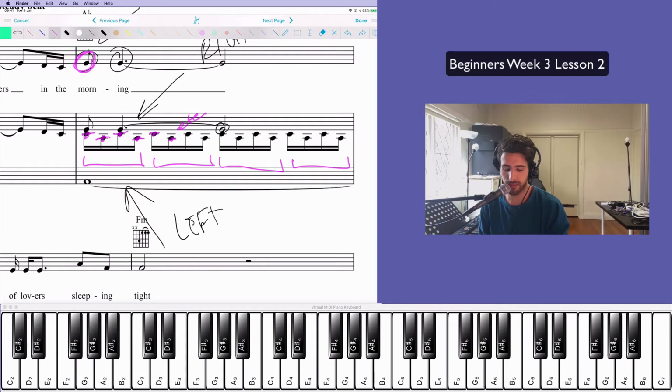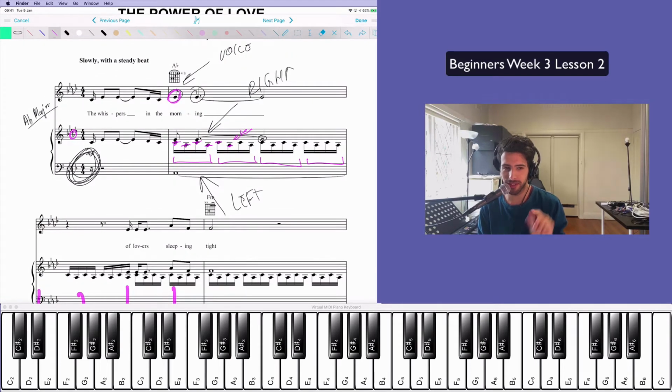If you're familiar with the song, it's more of an electronic, synthy kind of line. It's a great tune. Does anyone know it?